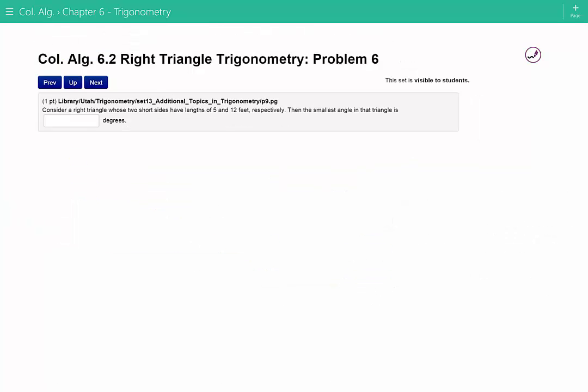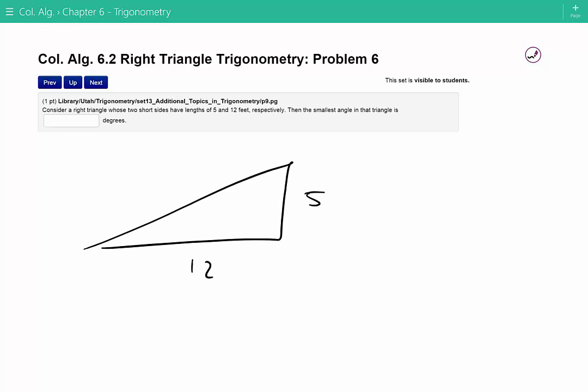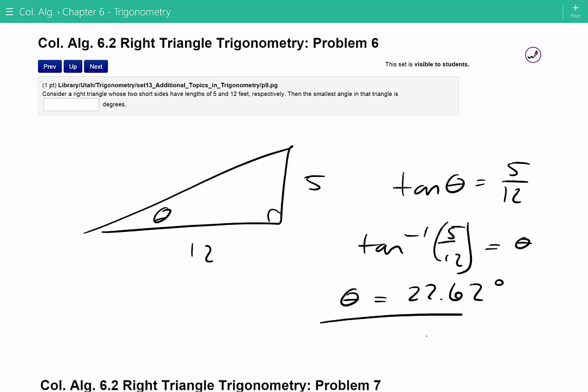Okay, the next problem says consider a right triangle whose short sides have length 5 and 12, and they want the smallest angle. Now, if you remember from geometry, the smallest angle is across from the smallest side, so we need to do tangent of theta equals opposite over adjacent, and then we can do inverse tangent of 5 over 12 to get our answer, which ends up being about 22.62 degrees.